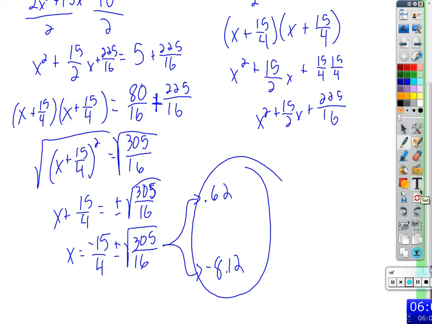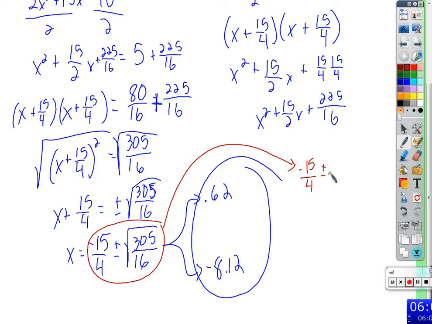We got this funky fraction, and we got this plus or minus the square root here. If I take this and bring it over here and rewrite it, I can get negative 15 over 4 plus or minus the square root. When we have a fraction, we can take the square root of the numerator over the square root of the denominator, over the square root of 16. And what's the square root of 16? 4. So negative 15 over 4, plus or minus the square root of 305 over 4. Now these have common denominators, right? They have the common denominator of 4, that's no coincidence.